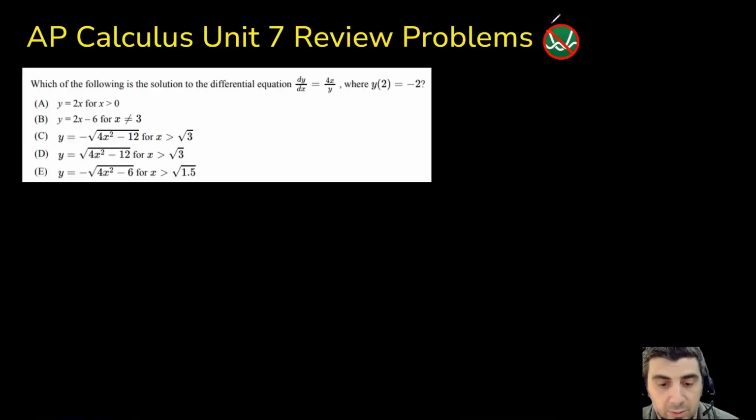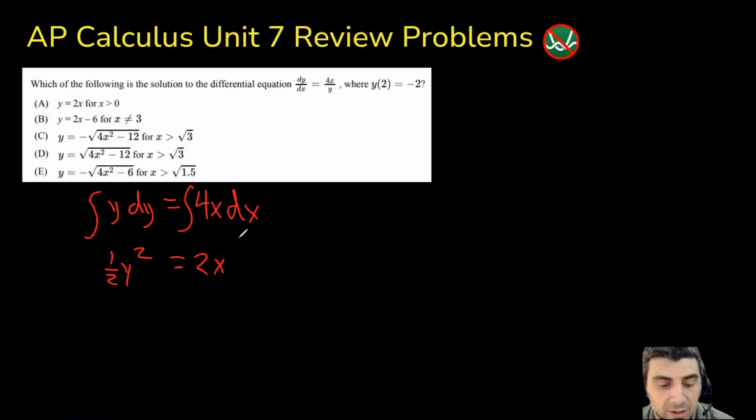So what we're going to do is multiply the y to the left side and the dx to the right side. So you would have y dy equals 4x dx. Then you integrate both sides. And the left side is going to be 1/2 y squared. The right side is going to be 2x squared plus c. And then you solve the equation for y. First multiply by 2. So 4x squared.